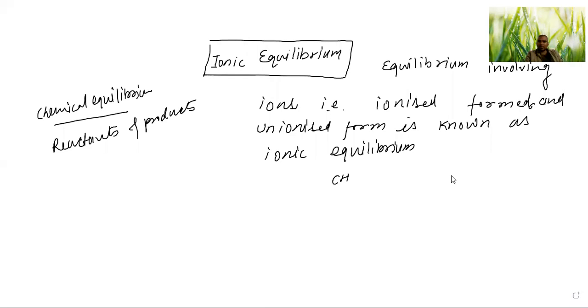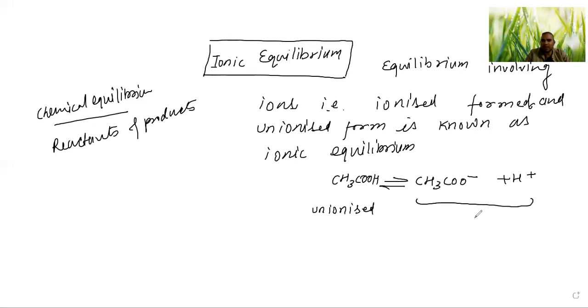If I am taking these compounds, suppose CH3COOH, this is one thing. Now, this is going to ionize. This CH3COOH is going to ionize, and after ionizing, what will it give? Since CH3COOH is an acid, it is going to give CH3COO minus plus H plus, right? This is the unionized form, and these are the ionized.